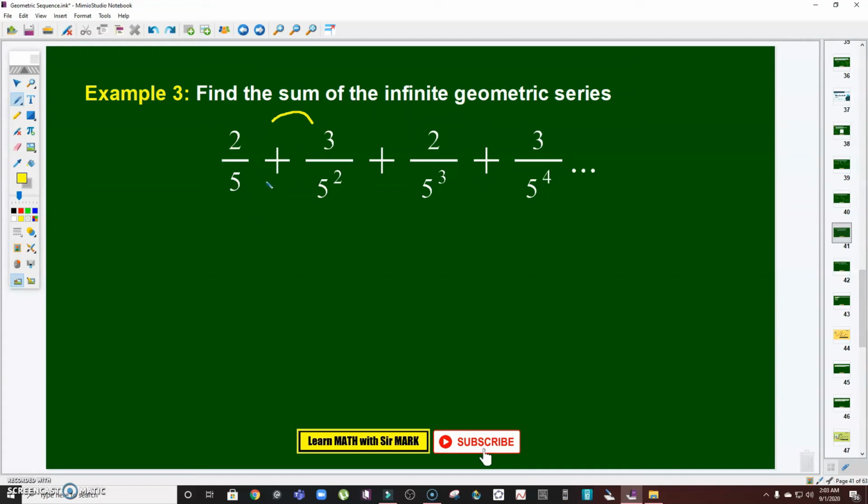Then, now, anong gagawin natin? Take note, if I'm going to continue this pattern, the next term here will become 2 over 5 raised to 5.